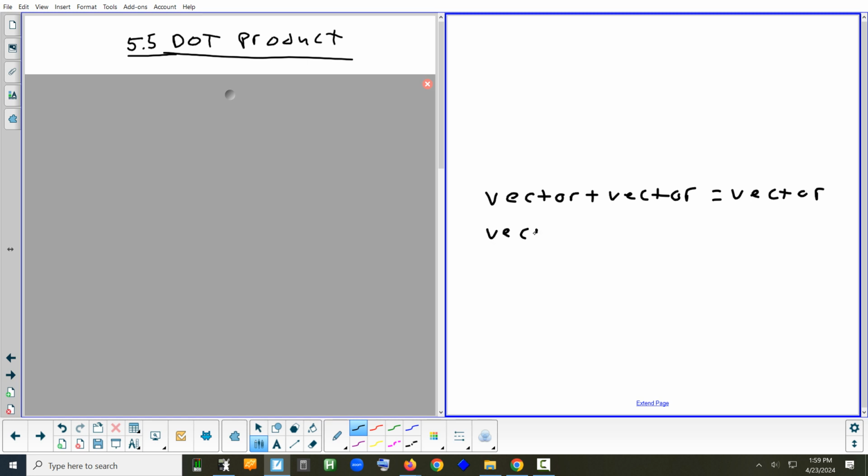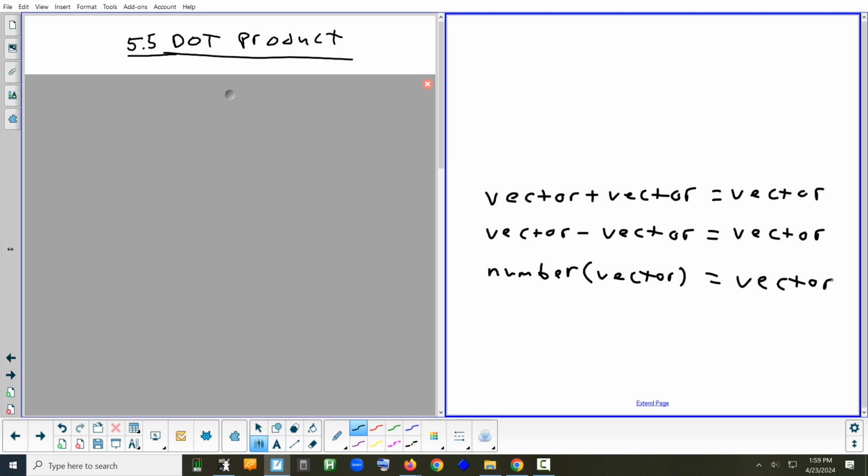Okay. We've also done a vector minus a vector. What happens when you take a vector and you subtract another vector? You get another vector. Yep. What happens when you do a number times a vector? You get a new vector. It's a scalar. It could be longer, shorter, or it could flip direction.